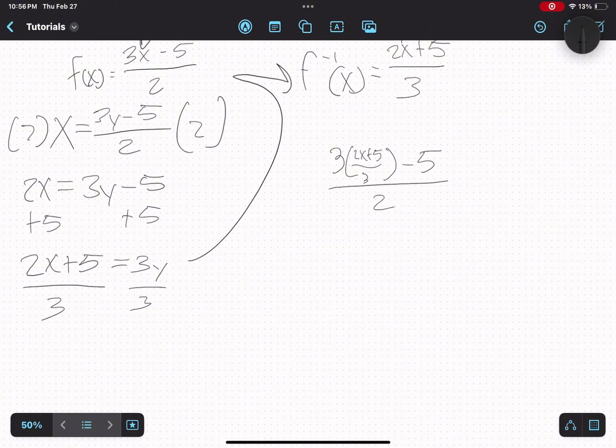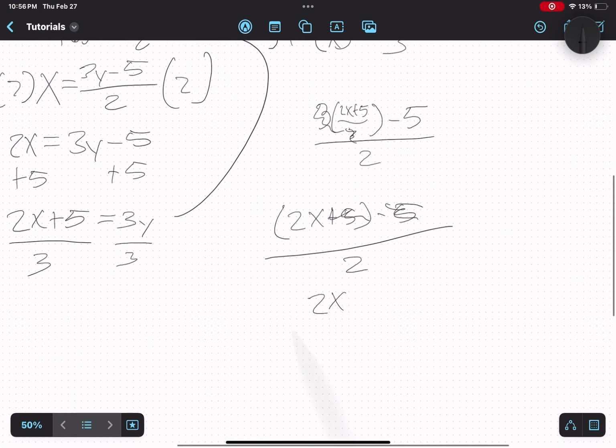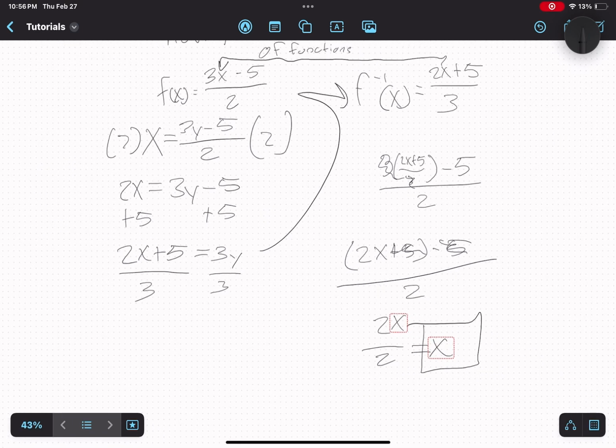Our 3s are going to cancel out. So that leaves us with 2x plus 5 minus 5. And these parentheses are optional since you have nothing in front of the parentheses to distribute into the parentheses. These 5s cancel out. Now you're left with 2x over 2, which is equal to x because the 2s cancel out.